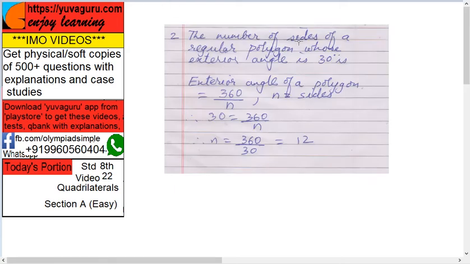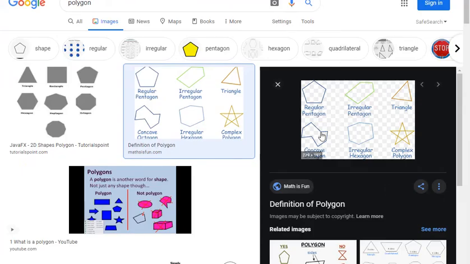The number of sides of a regular polygon whose exterior angle is 30 degrees is, see, there are two parts in this. Firstly, what is a regular polygon? Firstly, what is a polygon? And then we will go to regular polygon. A polygon is any figure which has line segments and which is a closed figure.